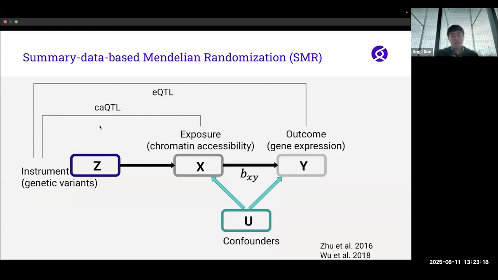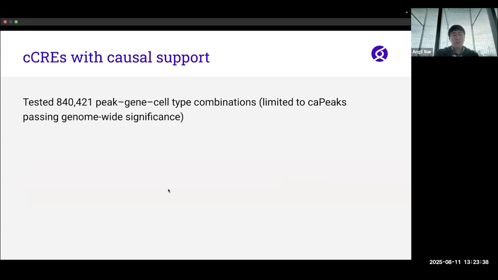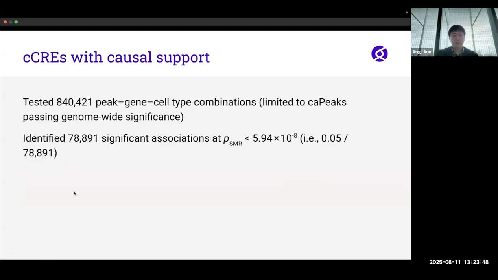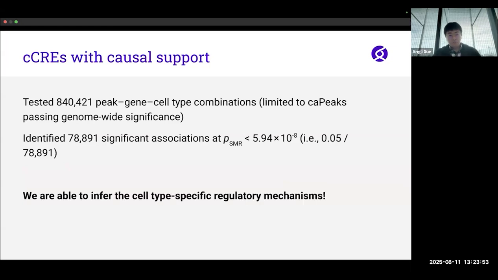So in this scenario, we have the caQTL signals, which link the genetic variants to the exposure. And we also have the eQTL signals, which is the association between genetic variants and gene expression. Then we can estimate if there are causal effects of the chromatin accessibility of certain peaks on gene expression. We test around 800,000 peak-gene-cell type combinations, limited to the peaks that show strong caQTL signals, and we identify 700,000 significant associations.